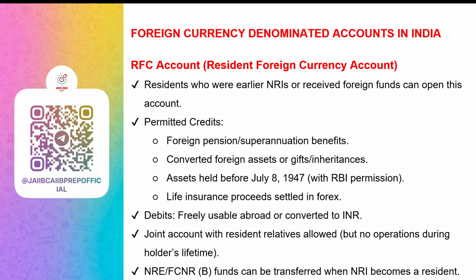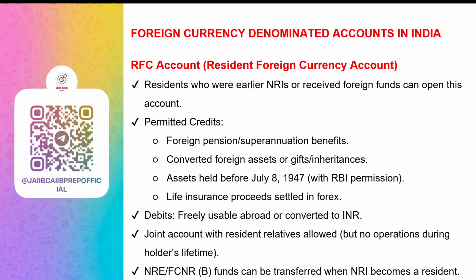And if the person received foreign exchange from an Indian insurance company as a part of life insurance claim or maturity amount, and the money settled in foreign currency, then it is permissible to be credited. What is a permissible debit? So the person can use the money freely outside India or convert it into Indian rupees and use it in India, because the currency has been earned while he was working abroad.